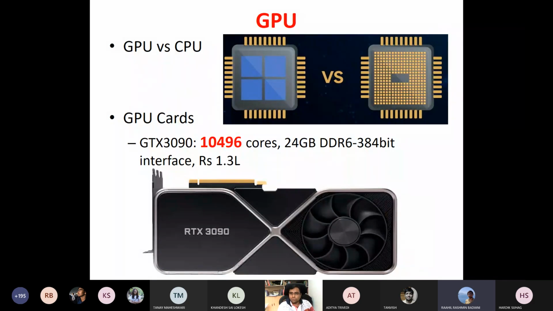Okay. So how does a GPU work? What is the philosophy behind the GPU? And how can we program on top of it? That we'll discuss in the next class.